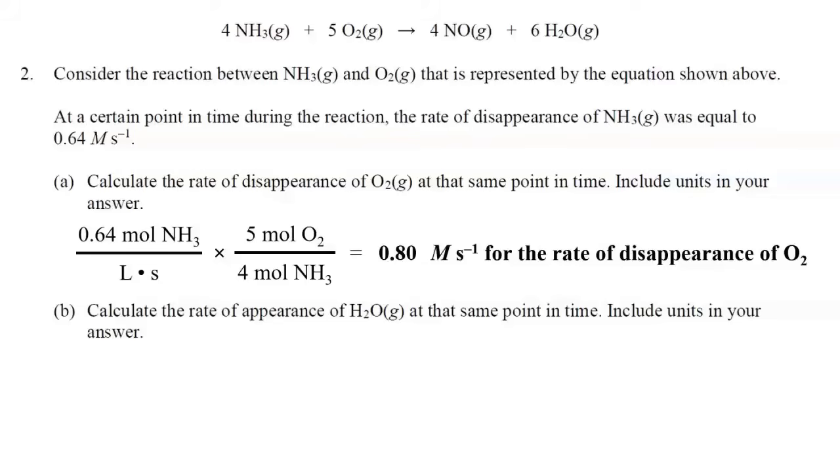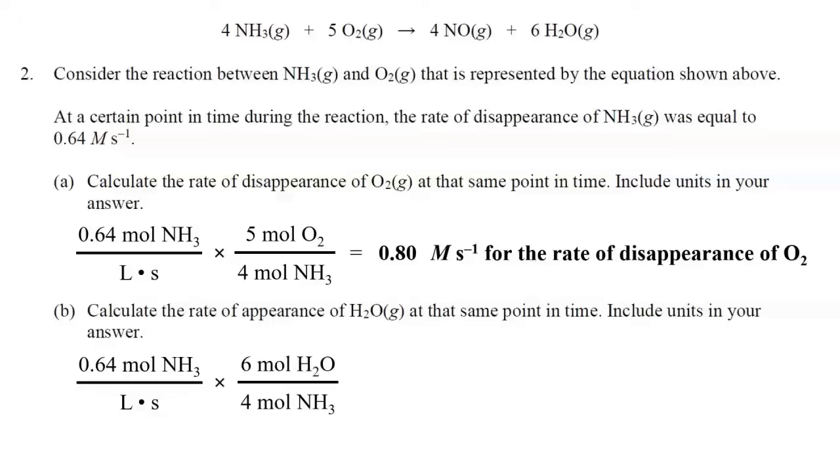In part B, it's a very similar calculation, but now we're converting the given information, which is 0.64 moles of NH3 per liter per second, into the rate of appearance of H2O, and that will also be molarity per second. Let's use the coefficients. 6 moles of H2O are produced for every 4 moles of NH3 that are consumed. So 0.64 times 6 divided by 4.